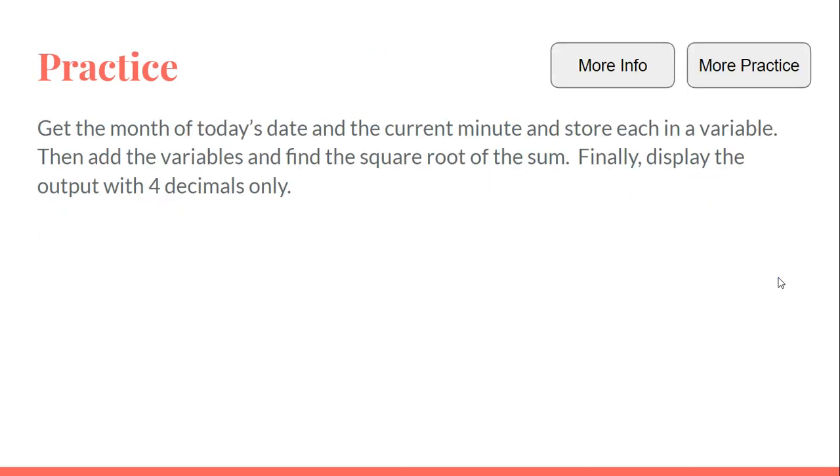All right, so the practice is: get the month of today's date and the current minute and store each in a variable. Then add the variables and find the square root of the sum. And then once you've done that, display that output using only 4 decimals.